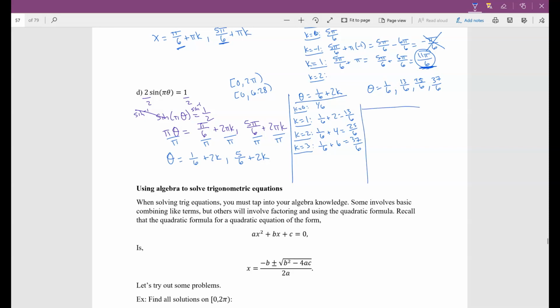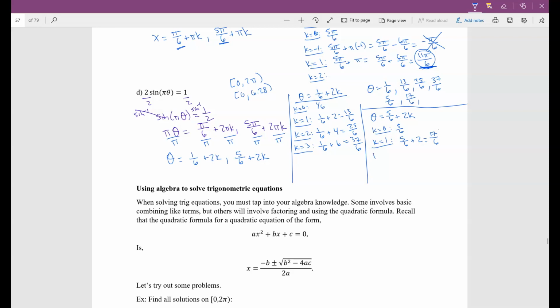And now let's look at theta equals 5/6 plus 2k. Clearly 5/6 is one of them. When k equals 0, you get 5/6, and 5/6 is clearly in that interval. Same thing with the -1, that just doesn't make sense, so that's not going to work. I plug in the 1, so you're going to get 5/6 plus 2, that's going to give me 17/6. If I do that, that's about 2.83. So this one is good.